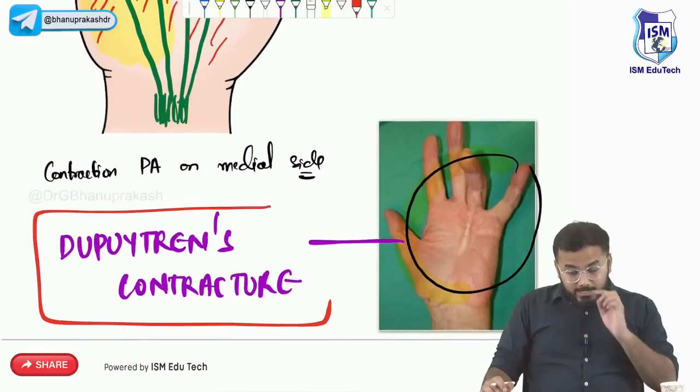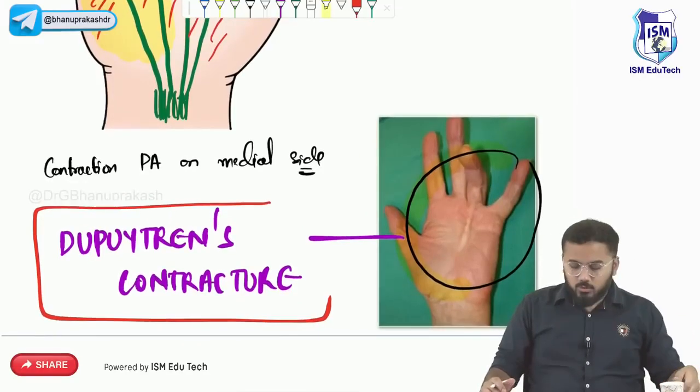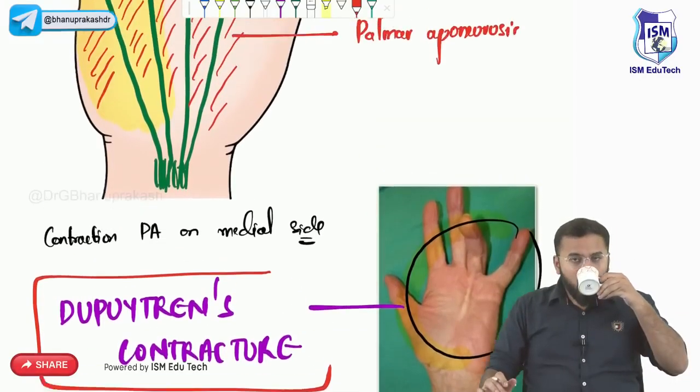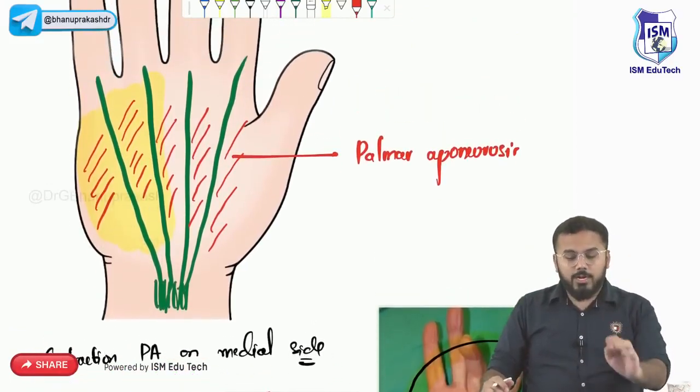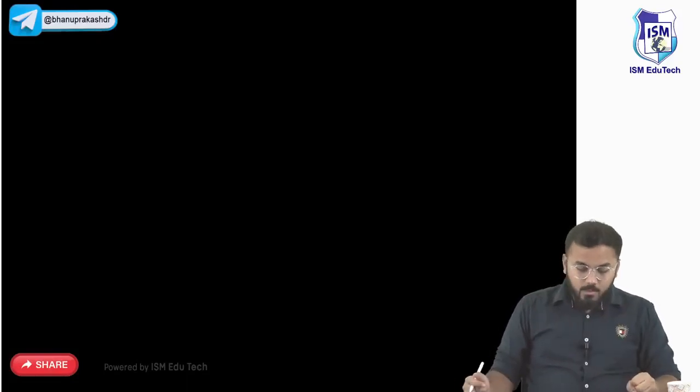Keep this thing in mind. Yes, Bruce, it is also seen in liver cirrhosis. Also, you see this condition, okay? Right. So, you understood what is Dupuytren's contracture, right? So, let us continue.